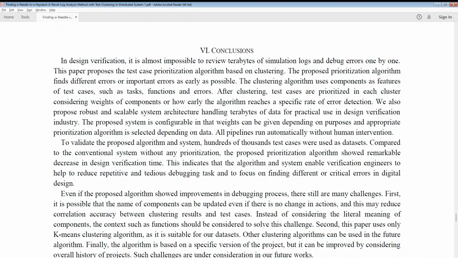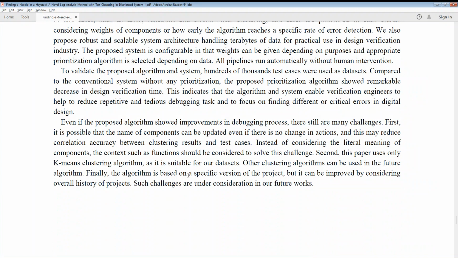Even though the proposed algorithm showed improvement in the debugging process, there are still many challenges. First, it is possible that the name of a component can be updated even if there is no change in actions, and this may reduce correlation accuracy between clustering results and test cases. Instead of considering the literal meaning of the component, the context, such as functions, should be considered to solve this challenge. Second, this paper uses only the K-means clustering algorithm, which is suitable for our data sets.